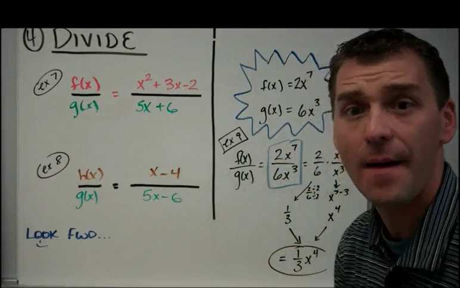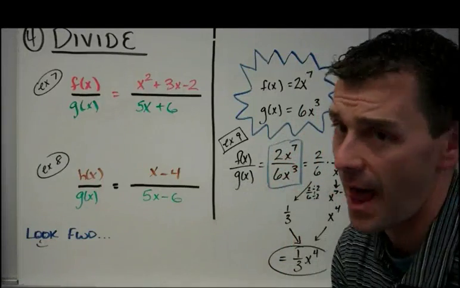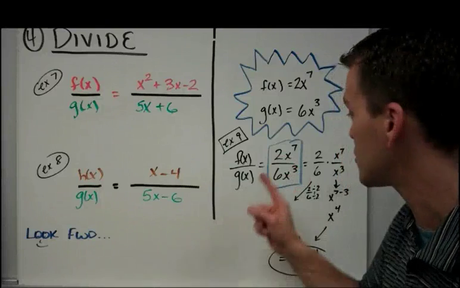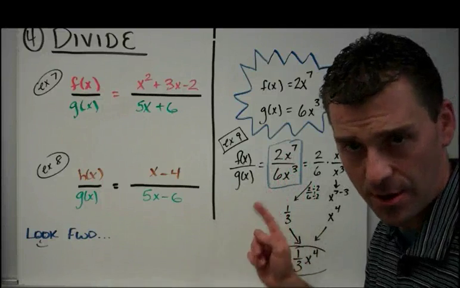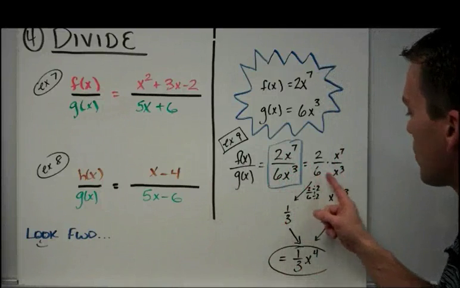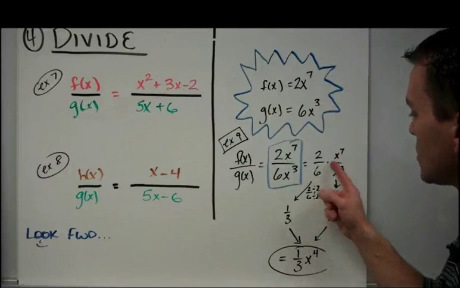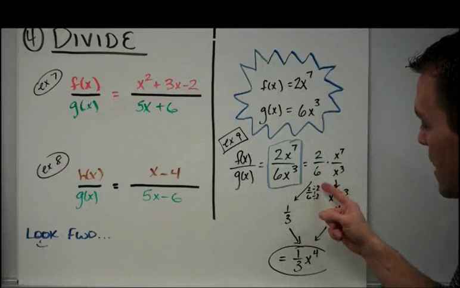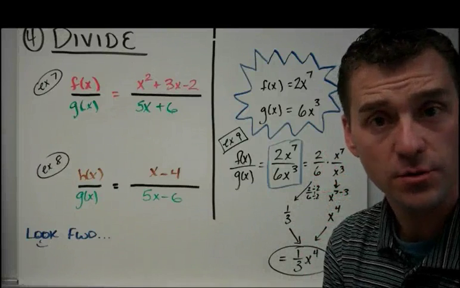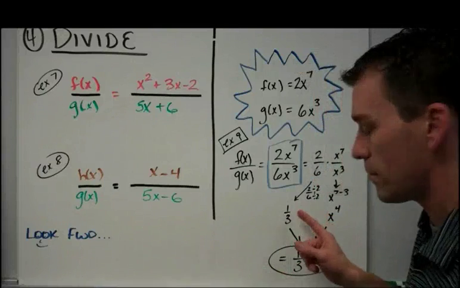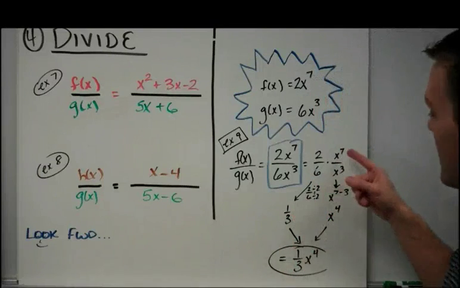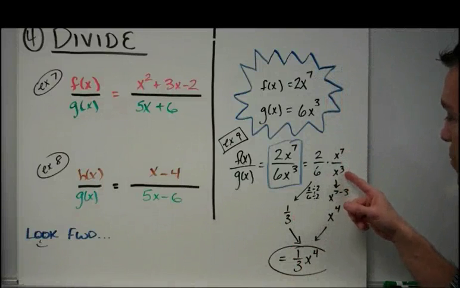Well, you can't just leave it like that because notice I don't have any additions. I don't have any subtractions. I actually have factors. It's 2 times x to the 7th. I have 6 times x to the 3rd. So I can break those up into two smaller little problems. So I could take 2 over 6 and reduce that by 2 to get 1/3. So I get 1/3 over here, x to the 7th divided by x to the 3rd.